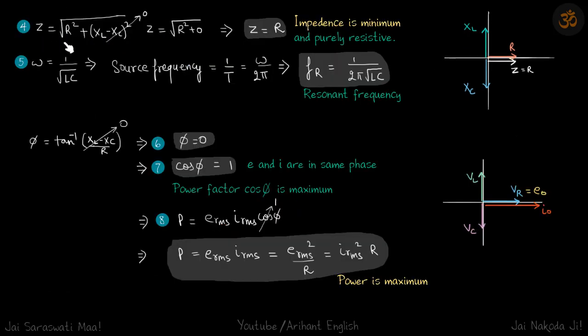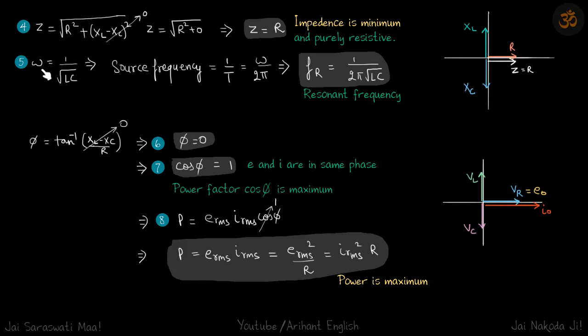So Z is equal to root of R square plus (XL minus XC) whole square. This component is 0, Z becomes R. So here the impedance is minimum and purely resistive. For any other value of XL and XC, impedance will have some higher value. Only when XL is equal to XC, impedance will be minimum. So impedance is minimum and the circuit is purely resistive.